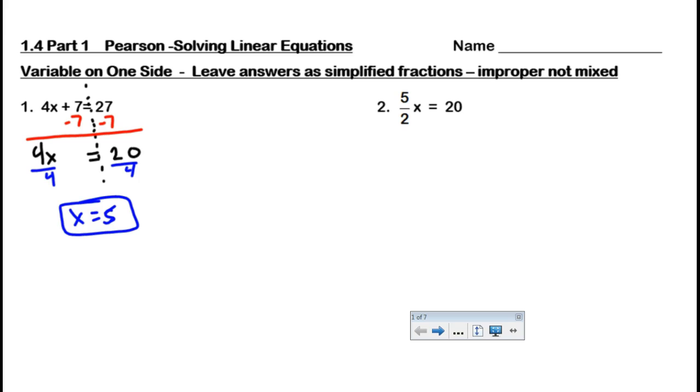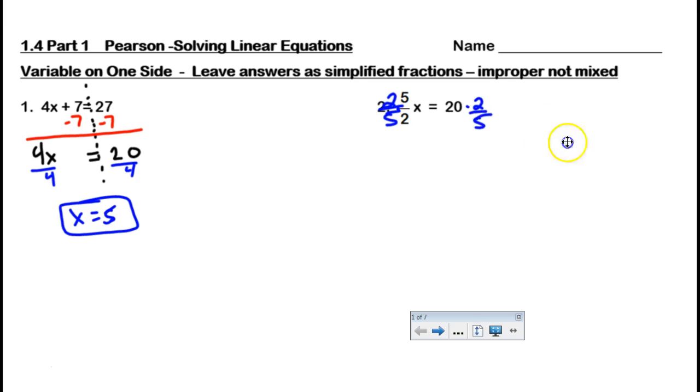There's a couple of ways you could approach number 2. 5 divided by 2 times x equals 20. So x is being multiplied by 5. It's also being divided by 2. You can get rid of those two operations either separately or at the same time. And I'm a big fan of being lazy smart, so let's do them at the same time. So instead of multiplying by 5 over 2, what if I multiplied by their reciprocal, which is 2 over 5? And that would be the opposite operation of 5 over 2, multiplication.